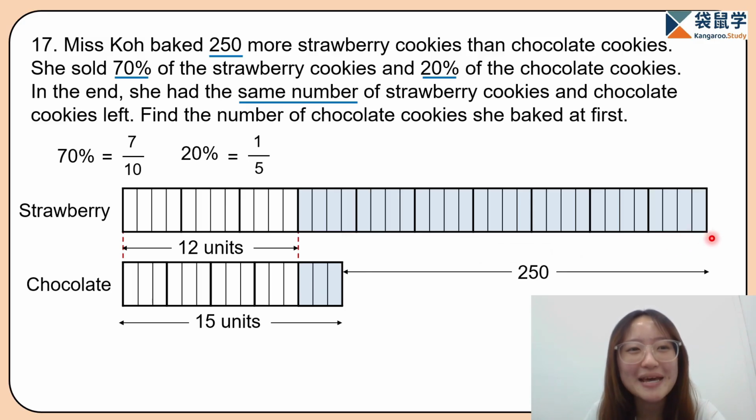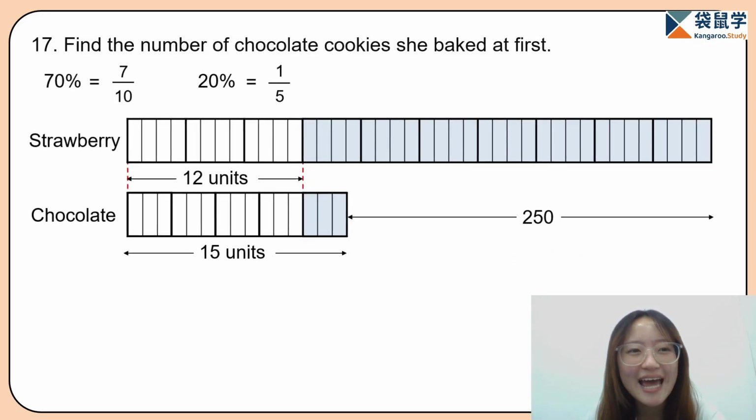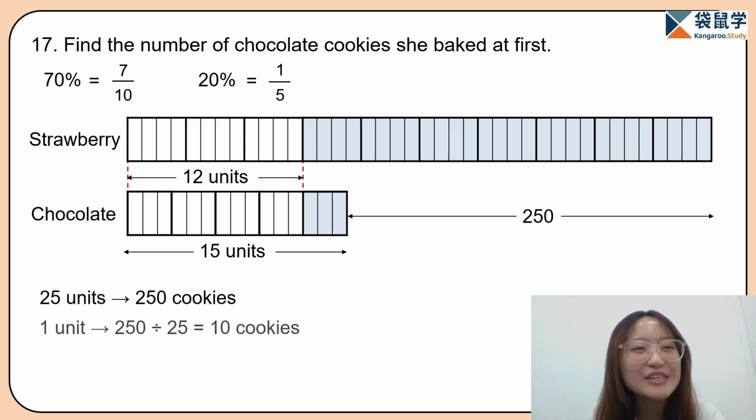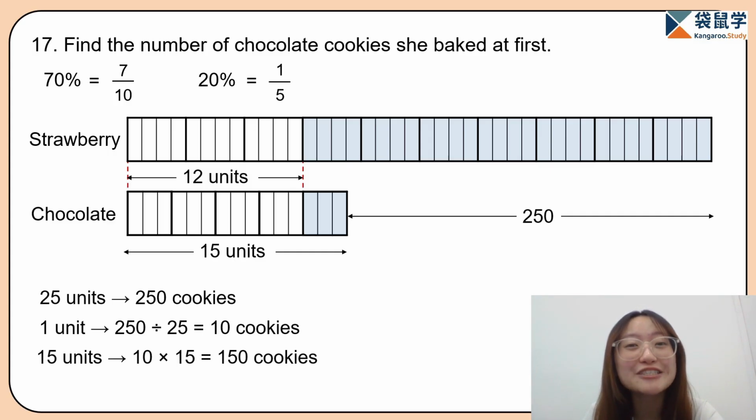Okay, so first, let me make some space for our workings. As I was saying, 25 units is 250. So with this, what can we find? We can find what is 1 unit, which is 250 divided by 25. And that will give us 10 cookies. Then, what should we find next? The total units of chocolate cookies, which will be 15 units. So we get 15 times 10, which will be 150, which is our answer. Now we have solved this question.